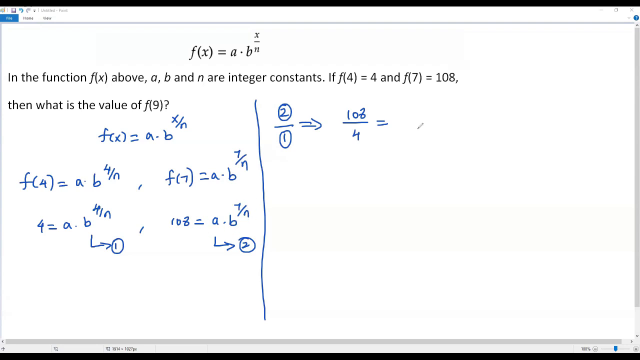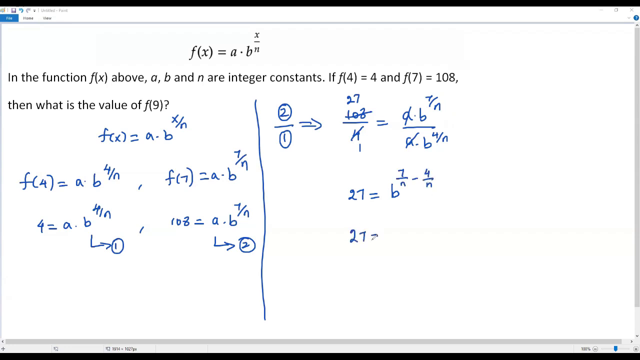So let me divide, that is a times b to the power of 7 over n divided by a times b to the power of 4 over n. Okay, here 4 goes into 4 one time and 4 goes into 108 27 times. Here this a will cancel out. I am getting 27 equals to, here we divide two terms with the same base b. Whenever we divide two terms with the same base, we have to take the base once and subtract the exponents according to the quotient rule of exponents. Then we get 7 over n minus 4 over n.